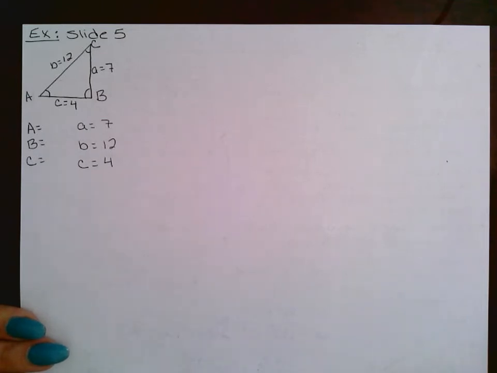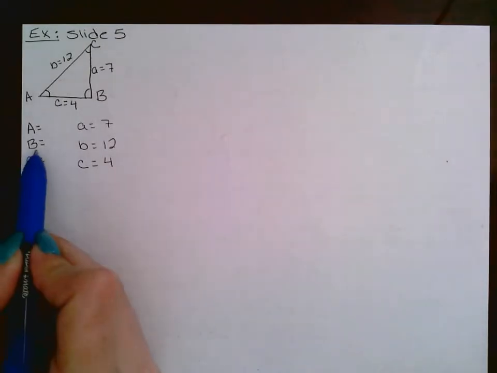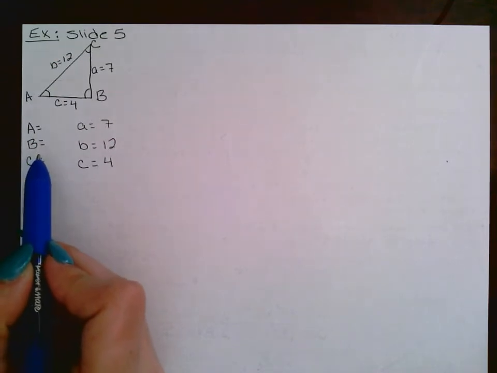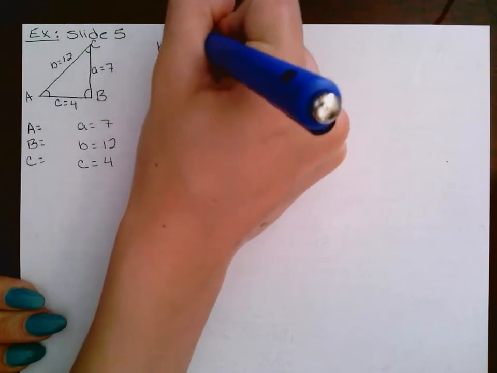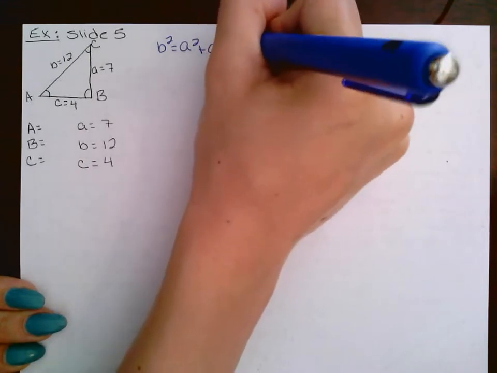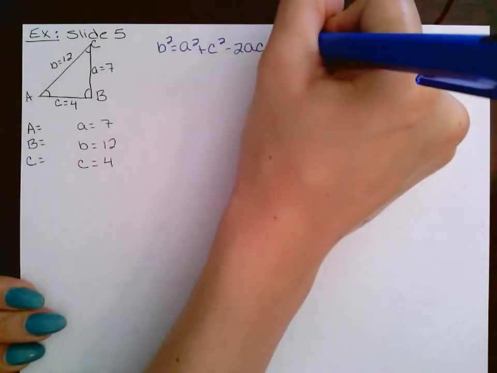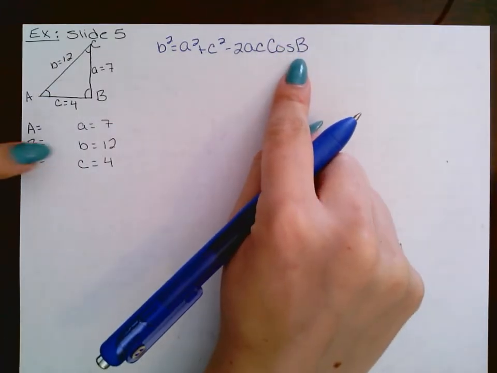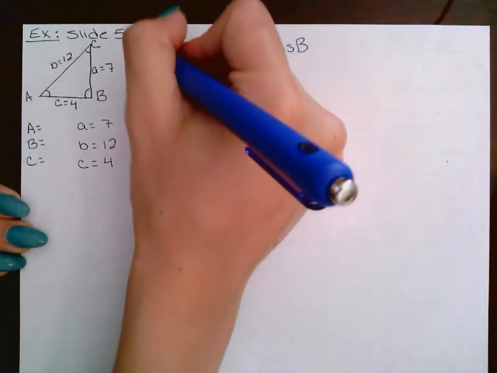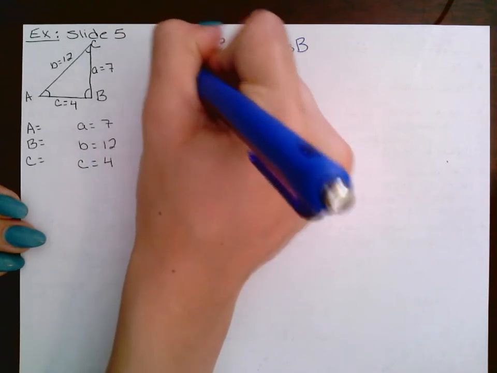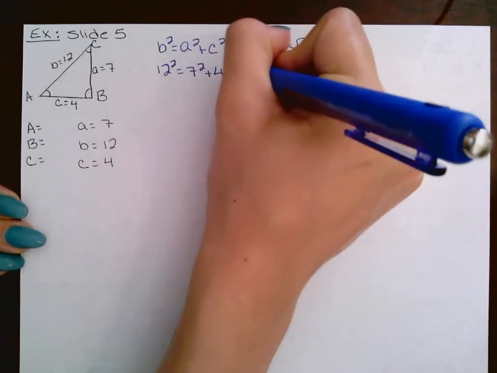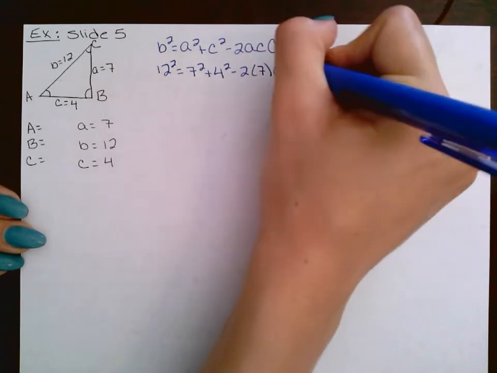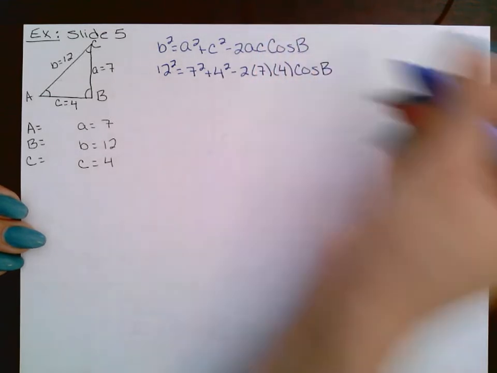I'm going to solve this in two different ways, whether you are in pre-cal or trig. If you are using that one formula that you memorized, angle B is found in the formula that has side B. Okay, so if I use b squared equals a squared plus c squared minus 2ac times cosine of B, B is what I'm going to be leaving blank, and I'm going to start filling out these three. So I can say 12 squared equals 7 squared plus 4 squared minus 2 times 7 times 4 times cosine of B, which is what I'm looking for.